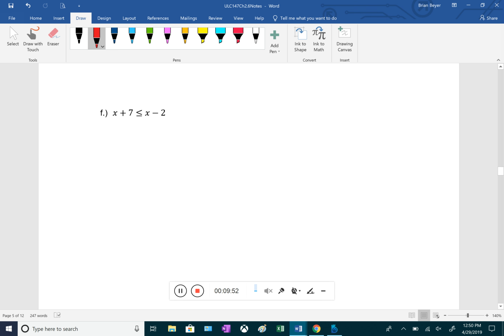Okay, last one. For this one, we have x + 7 less than or equal to x - 2. Starting this the same way, we're going to try to get the variables on the left by subtracting x. Once again, it actually cancels both of them, and we're left with 7 less than or equal to -2. So the variables canceled, and this is a false statement. 7 is not less than or equal to -2. So since we got a false statement, that means there are no solutions.